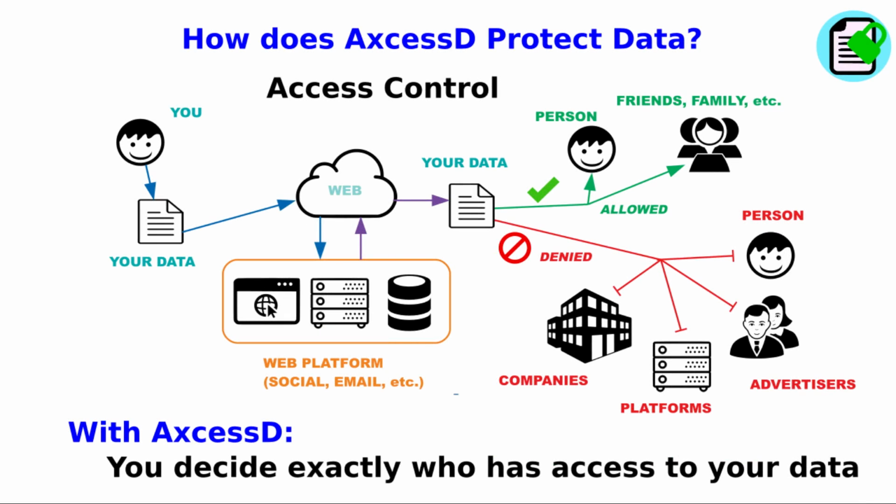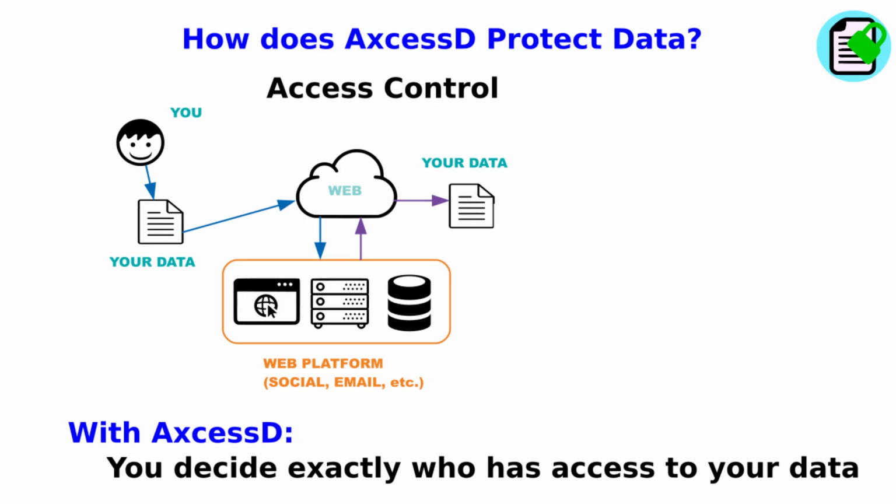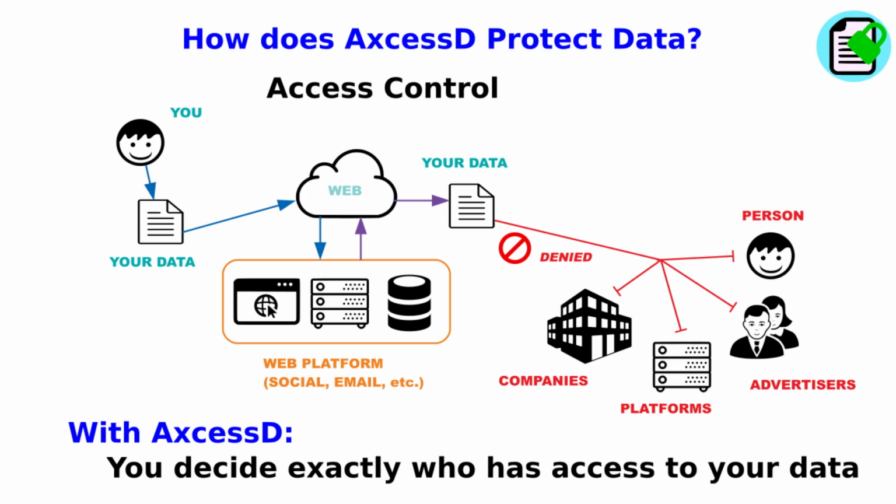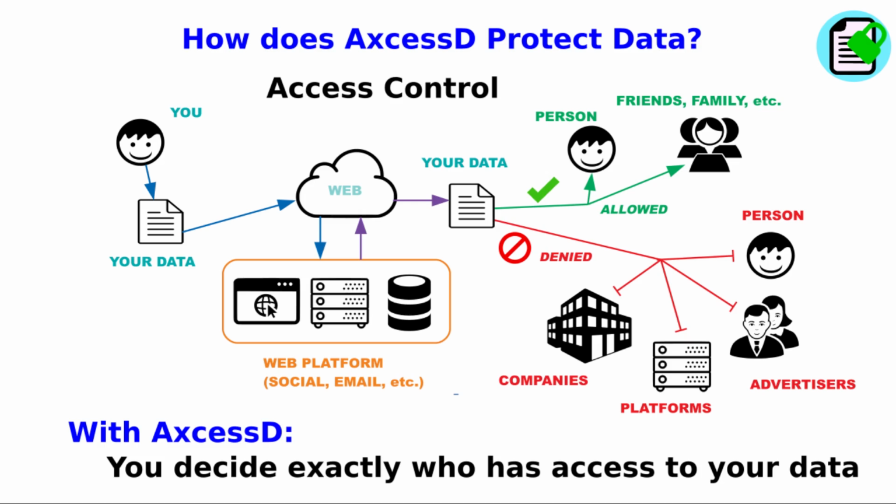AxcessD enables you to decide exactly who can have access to your data on social media, email, and other web platforms. In the previous video, I described a number of instances where unwanted access to your data can result in potential harm to you. The obvious way to limit these harmful activities is to limit access to your data. So with AxcessD, you configure an access list, naming those people you will allow to have access to your data. No one else will be able to see your data. It really is that simple.